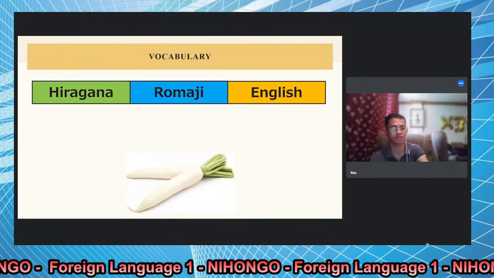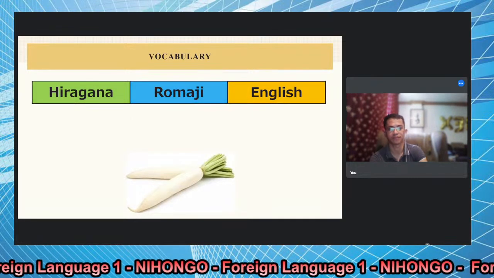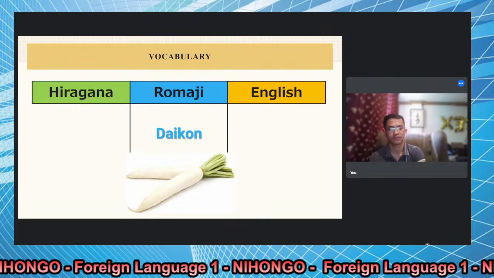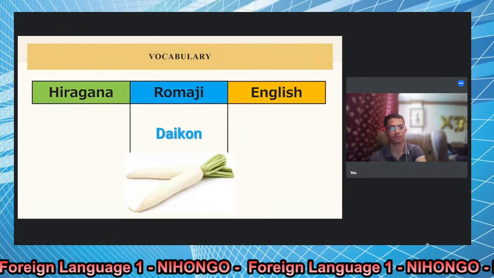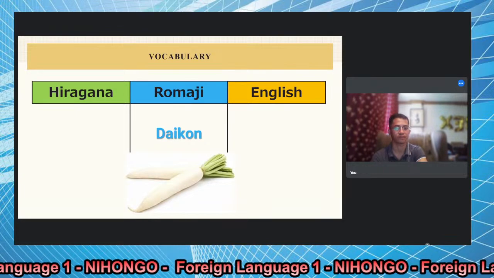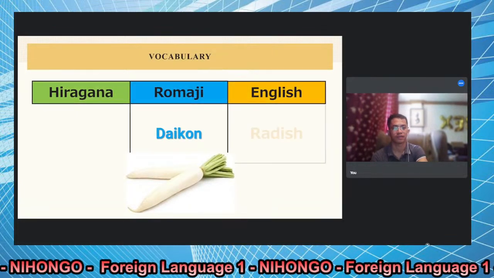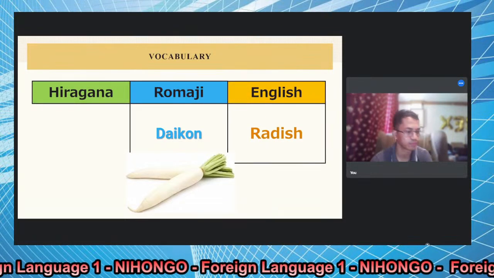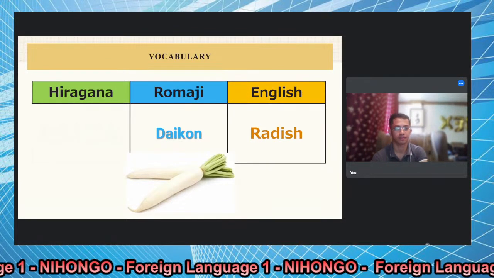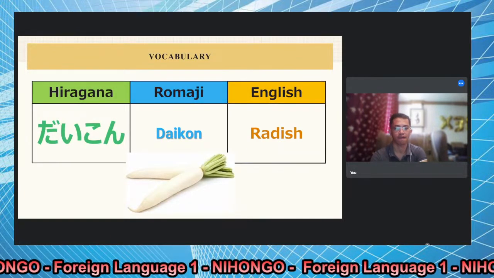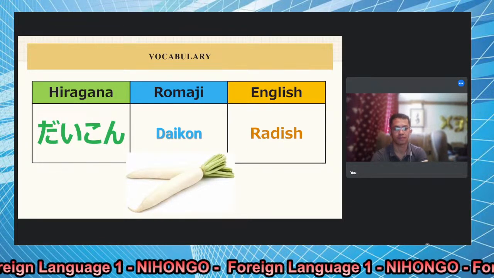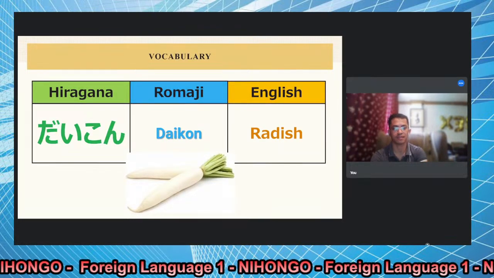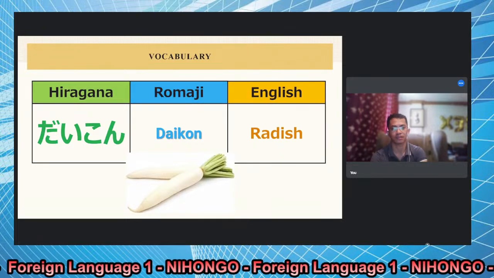Okay, next word. So this is daikon. Daikon is radish in English. So it is ta plus tenten, i, ko, u, n.